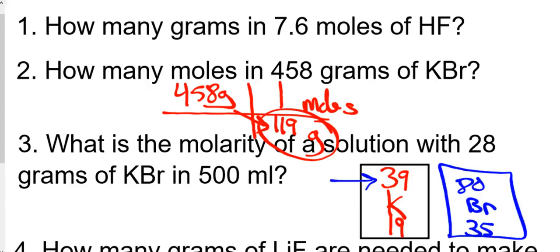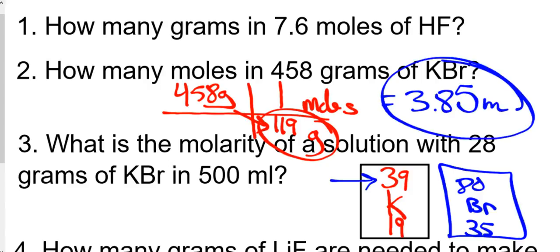458 divided by 119 is what value? 3.85? And that's moles. Okay, who had 3.85? Raise your hands. That's all right, not bad.